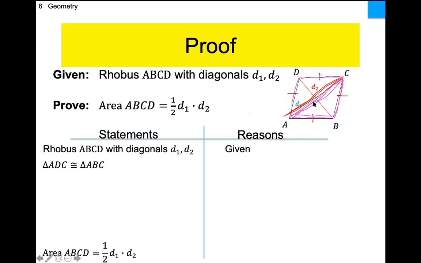Oh, I got a mess going on there. The third side is congruent to itself. Therefore, let me clean that up. Therefore, the two triangles are congruent. It's SSS. Okay, great. I've got triangle congruent to triangle.